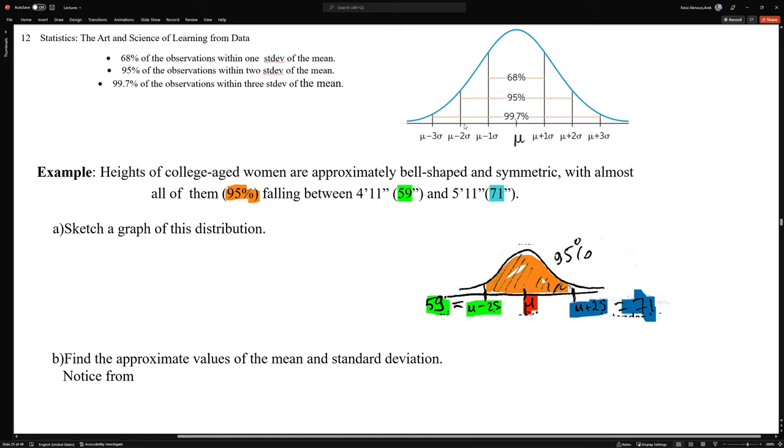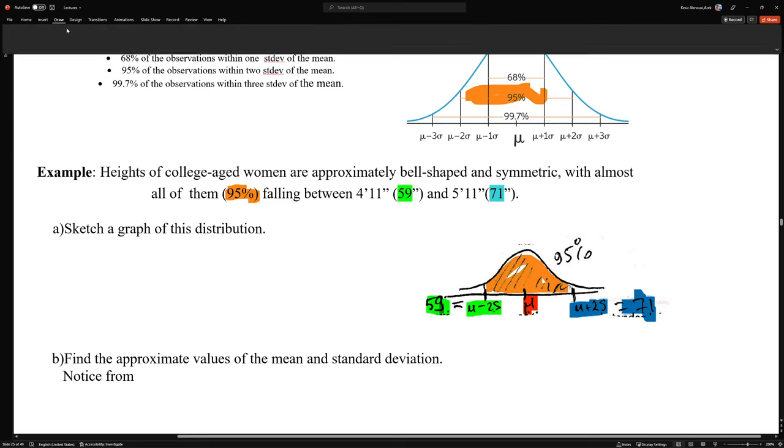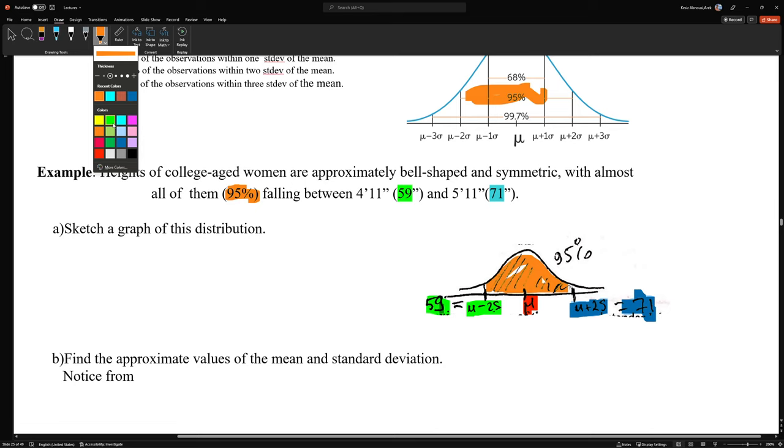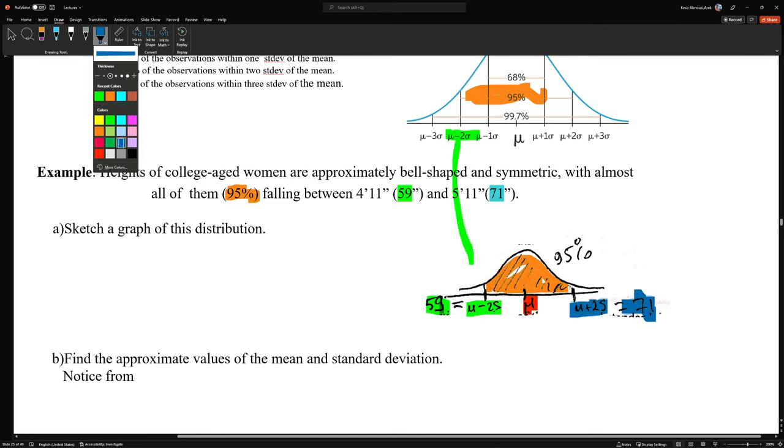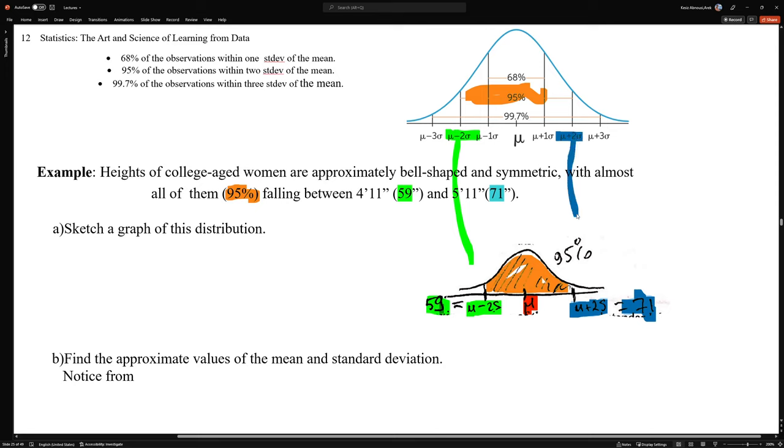Here, the same, right? I'm just drawing to make it clear, in case this is this, and the blue one is the other. So, okay, I think it's clear. And find the approximate values of the mean and standard deviation.